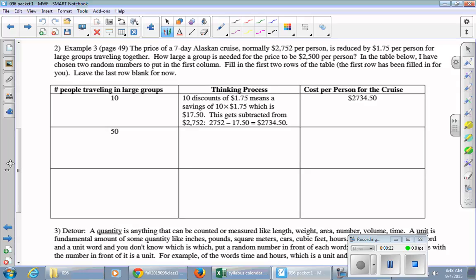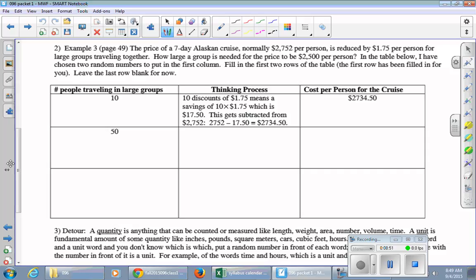Oftentimes in a word problem, the first thing people do is try to write down some equation with a variable, x. At the moment, I don't want to do that because I don't even know what x might represent. X is quite an abstract thing. It's a generic thing. I want to try to get my hands dirty and figure out what's going on with this problem by using some particular numbers. Instead of some generic x, let's say that we have 10 people traveling in the group. I just made up the number 10.